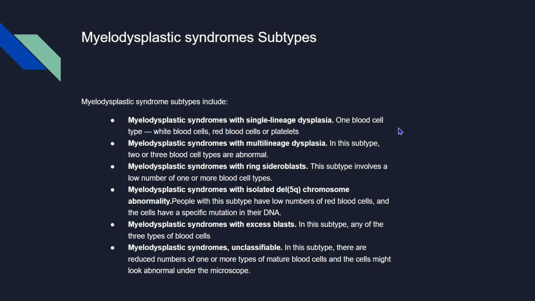MDS with isolated del5q. People with this subtype have low numbers of red blood cells, and the cells have a specific mutation in their DNA. MDS with excess blasts. In this subtype, any of the 3 types of blood cells can be affected. And then MDS, unclassifiable. In this subtype, there are reduced numbers of one or more types of mature blood cells, and the cells might look abnormal under a microscope.